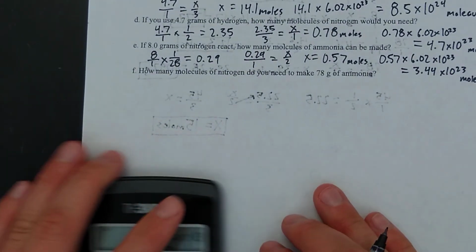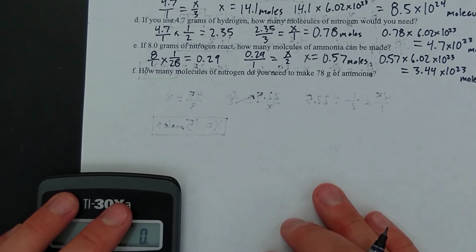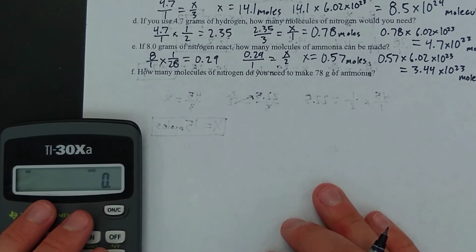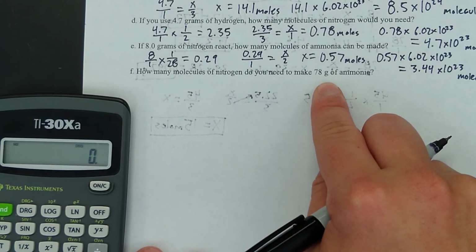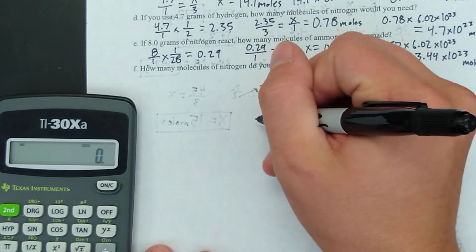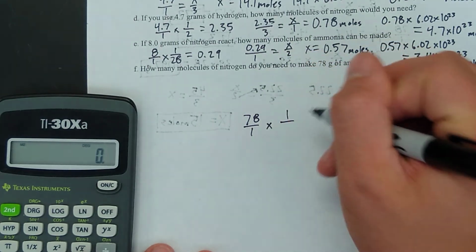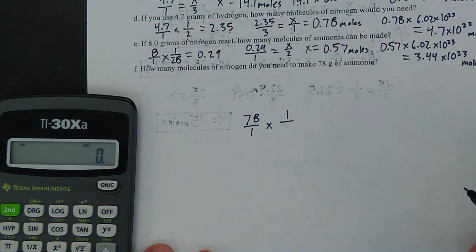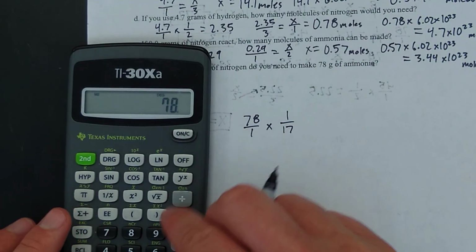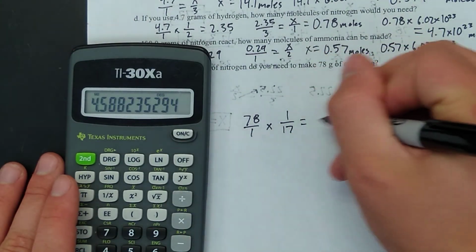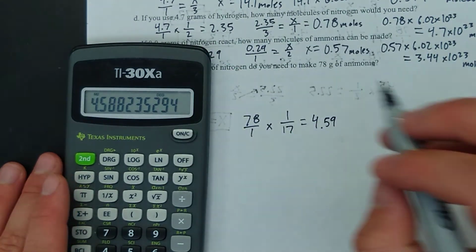Last problem, here we go. How many molecules of nitrogen do you need to make 78 grams of ammonia? First, let's convert grams to moles of ammonia. So let's do this. 78 over 1 times 1 over, what's the proper weight of ammonia? 17. So 78 divided by 17 equals 4.59. Don't clear this out. Leave it in your calculator.